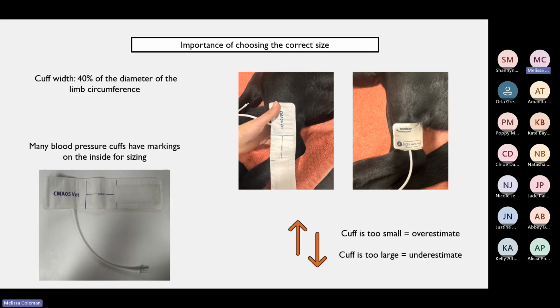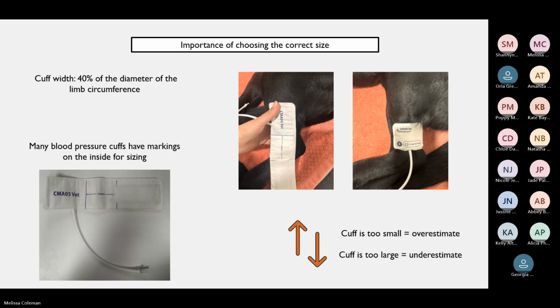So, the importance of choosing the correct cuff size. Cuff size is crucial, and the cuff should be about 40% of the limb circumference. Many blood pressure cuffs have markings on the inside, which I'm sure you've all seen, showing how to size the cuff on the animal. If your cuff is too small, the machines are going to overestimate your blood pressure. If the cuff is too large, they're going to underestimate your blood pressure. So you really want to have the best fitting cuff that you can.